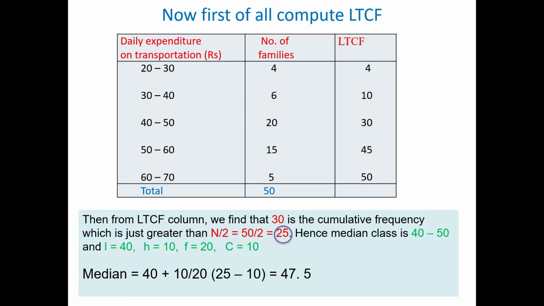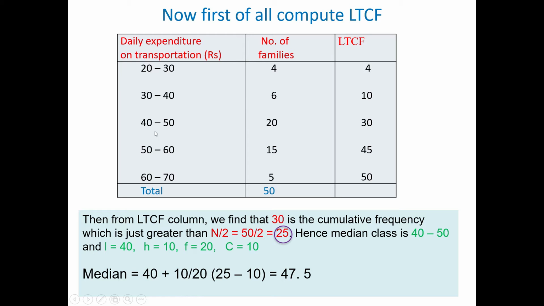Now what we have to do is compute capital N by 2, that is 50 by 2. 50 by 2 is what? 25. Now from this 25 we will go to the less than cumulative frequency distribution. Here the value just bigger than 25 is 30. So in this case the median class is 40 to 50.